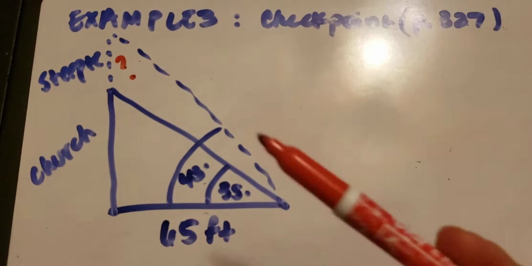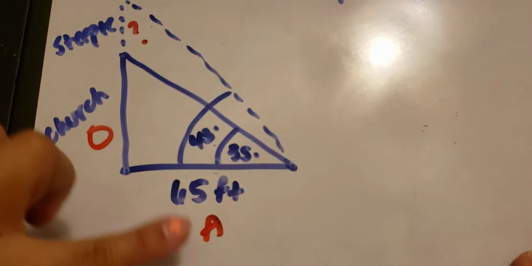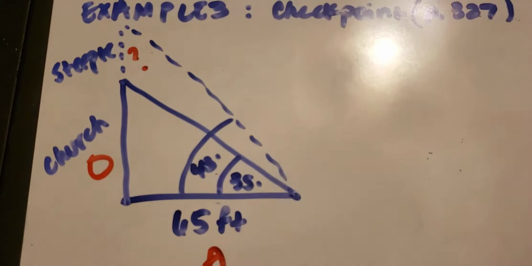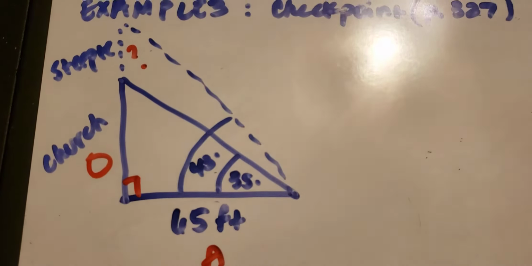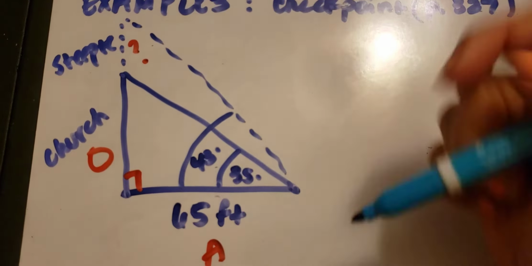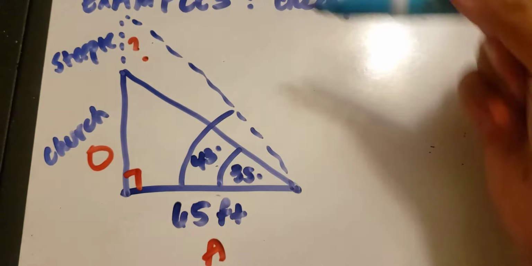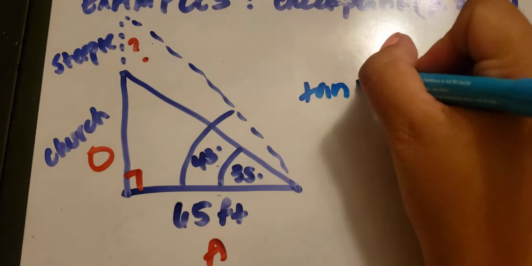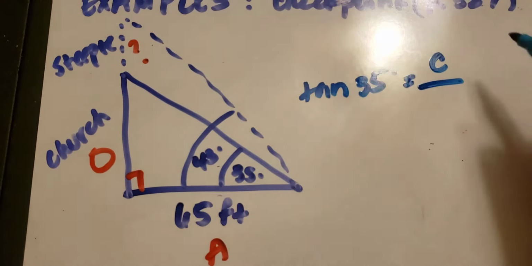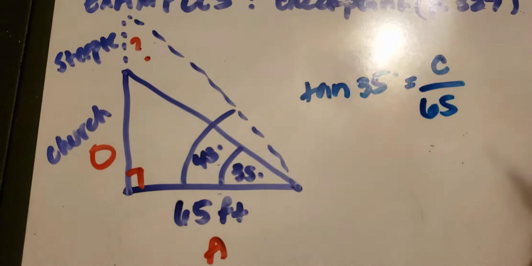So technically what we're given is the adjacent side, and we have to find the opposite, okay? So with that being said, we know this is a right angle. We're going to be using tangent because tangent uses opposite and adjacent, okay? So what I'm going to do is work with the first triangle to find the height of the church, okay? So we have tangent of 35 equals opposite, and I'm just going to call that C for church, over adjacent, which is 65, okay?